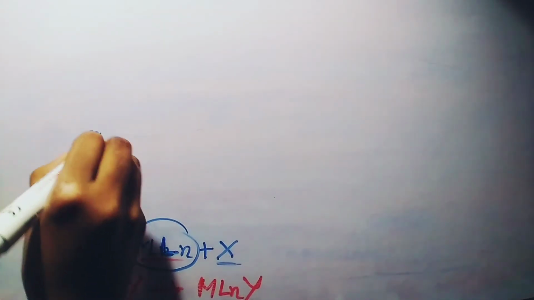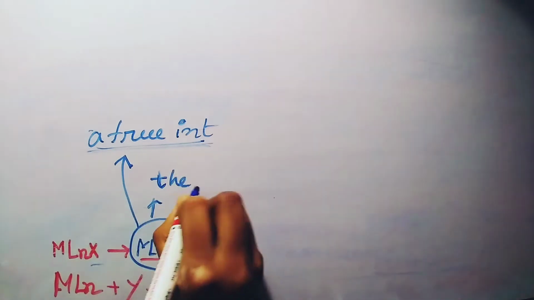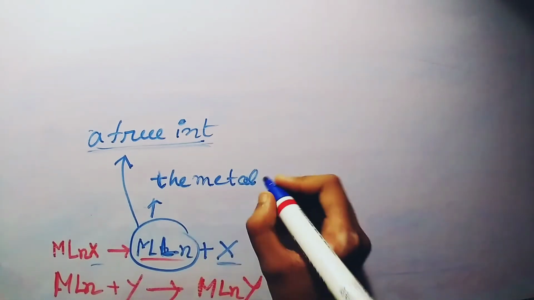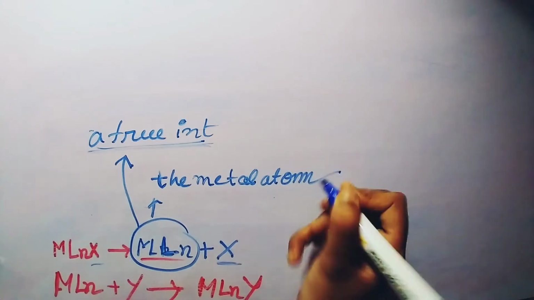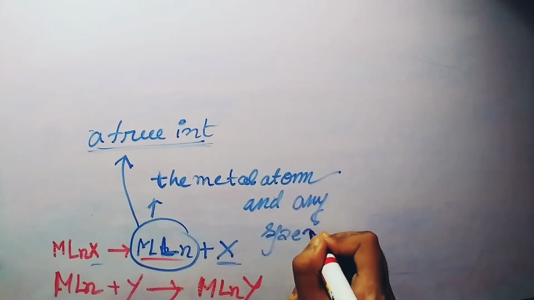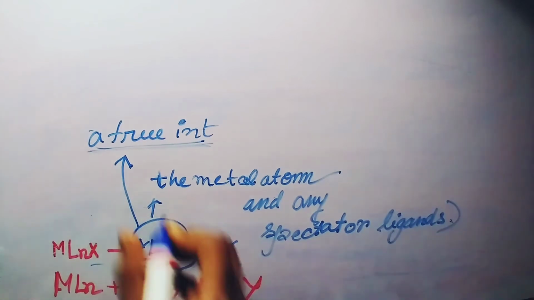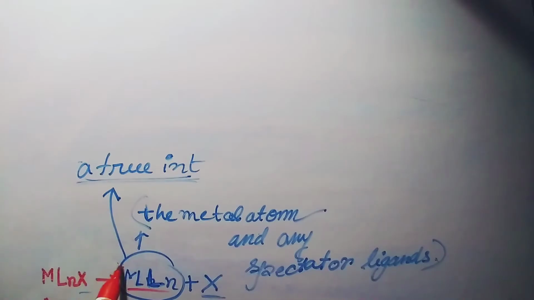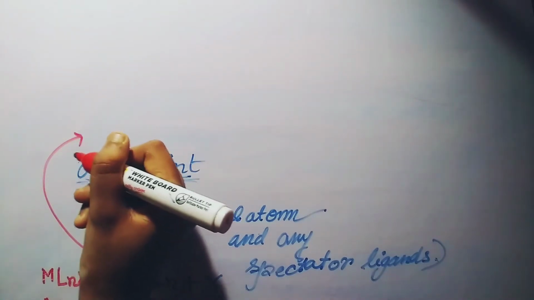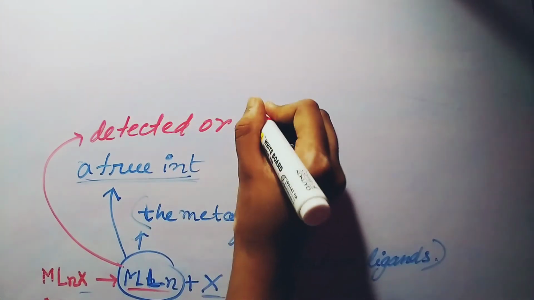Here the MLn is a true intermediate, a true intermediate for the metal atom. It can be the metal atom and any spectator ligands. So here it can be detected or isolated.